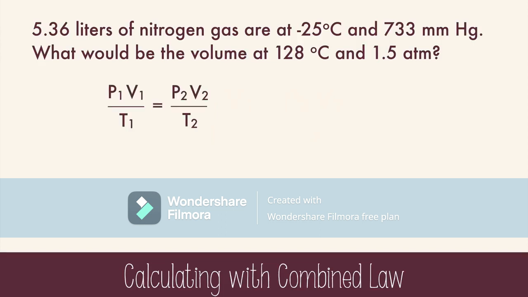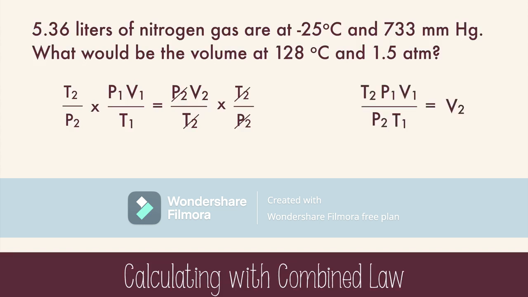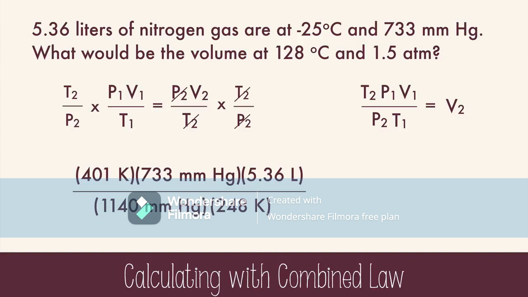We are trying to find the final volume, so let's rearrange this equation to get V2 alone. We multiply both sides of the equation by T2 over P2, and when we clean this up, we get this pretty equation. Now we can just plug in our data, being sure to turn Celsius into Kelvin and to have the same types of pressure units. I chose to turn atmospheres into millimeters of mercury, but you could have gone the other way as well. Then you do your calculations, and you get the volume is 5.57 liters.